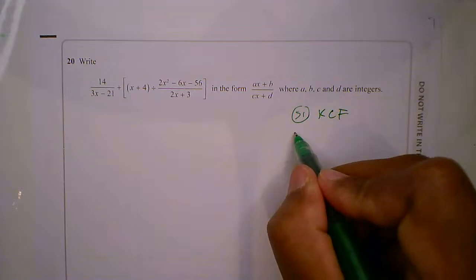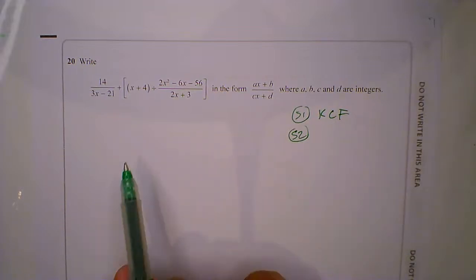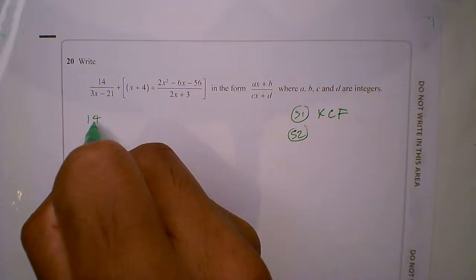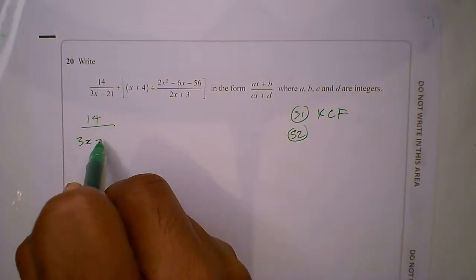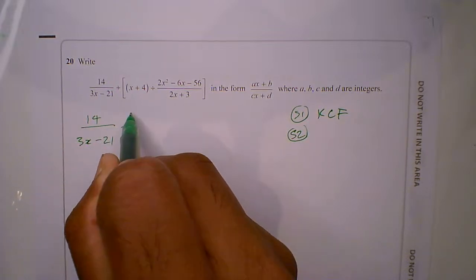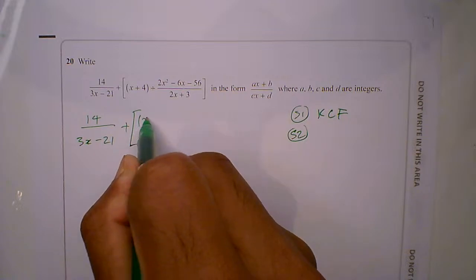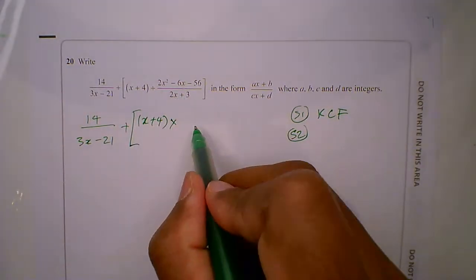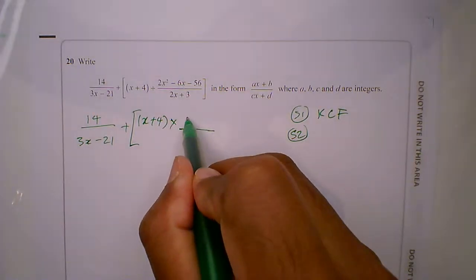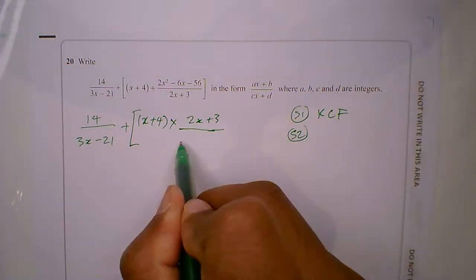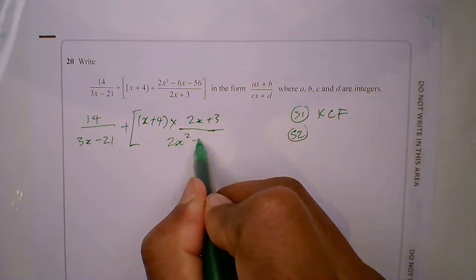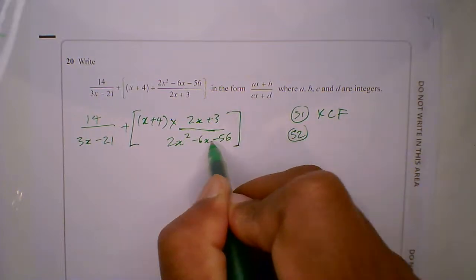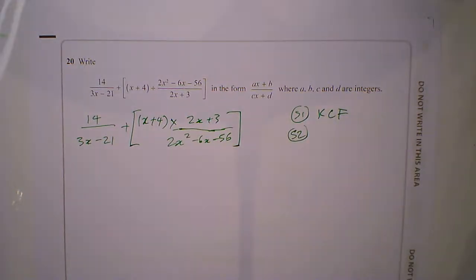So I've got that. Step 2, after I've done that, in fact, let's do it because there's quite a lot going on here. So 14 over 3x take away 21 plus bracket x plus 4. That's my keep, change, and then this flips. So it becomes 2x plus 3 all over 2x squared minus 6x minus 56. Okay, so I've got that there.